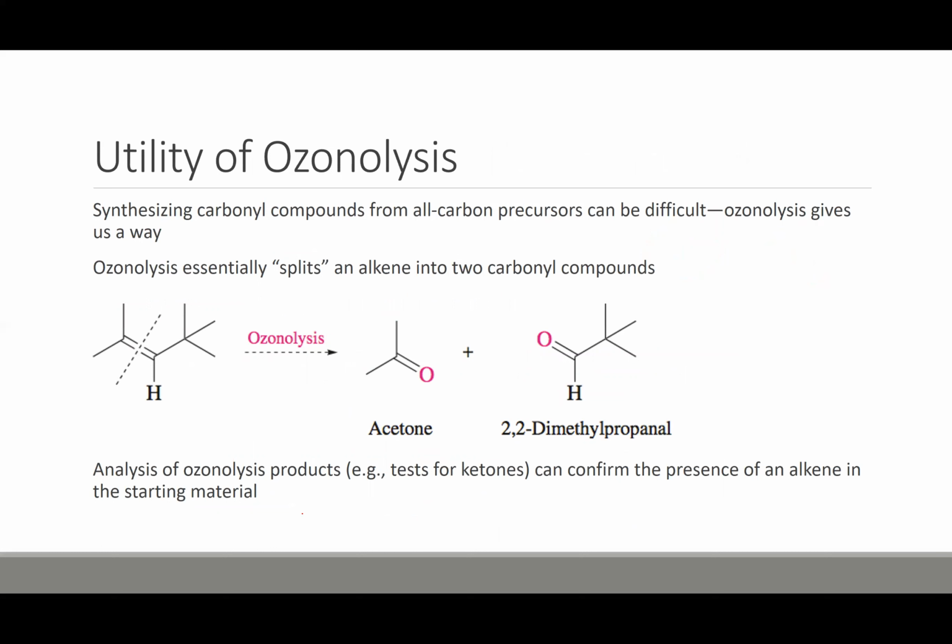Synthesizing carbonyl compounds in general from something that has all carbons can be difficult, which is why ozonolysis is a great reaction for adding in carbonyls or adding in oxygens when we are doing a multi-step synthesis. Again, it essentially splits the alkene down the middle, if you think of it that way, and now there is a carbonyl on each of those halves. So for example, this splits here and we get acetone. Here's our one carbonyl that's formed, and 2,2-dimethylpropanal, this aldehyde that is formed.